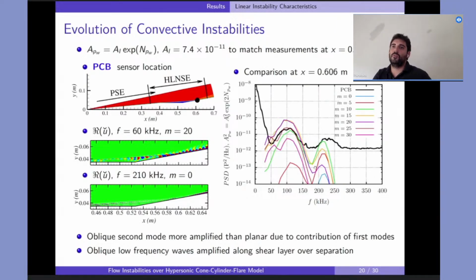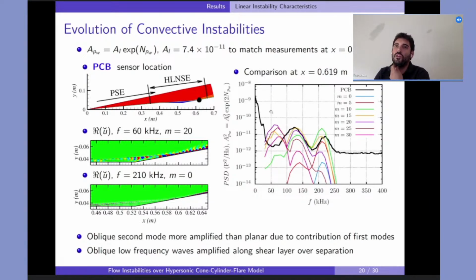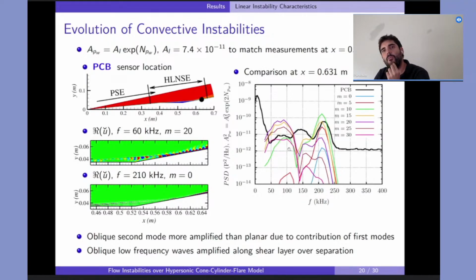And as we move forward, we actually see that there is quite good agreement between the measurements and the calculations with these two lobes, the low frequency one for these oblique disturbances, and the higher frequency one is also oblique, but also planar is there. So when we keep moving, we see there is some extra lobe that we calculate, but also we agree very well with the measured peak. And as we move forward, they actually also measure that second peak.